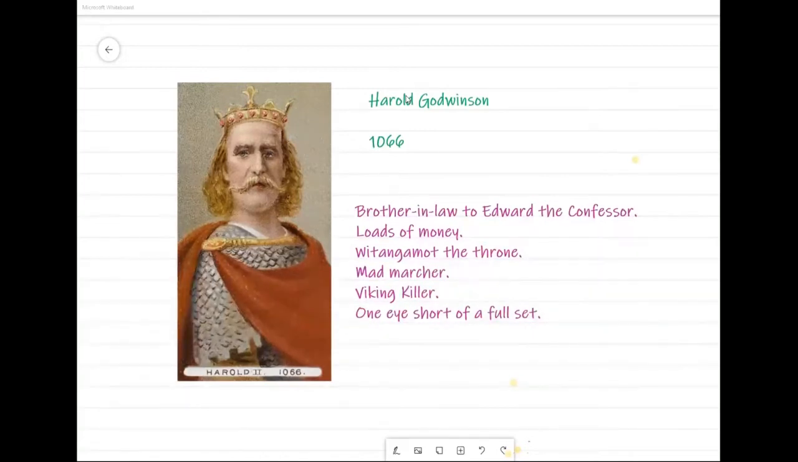So Harold has loads of money. He's super rich, and if you're super rich back in Anglo-Saxon times, that means that not only do you have a great big bag of money, but you also get a huge army full of soldiers that you can play around with. And so it looks like Harald Godwinson is probably the most powerful man in England.